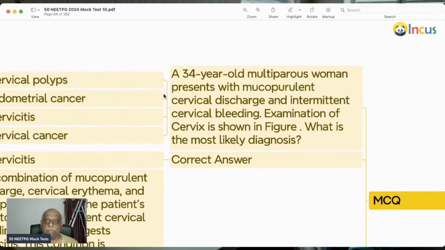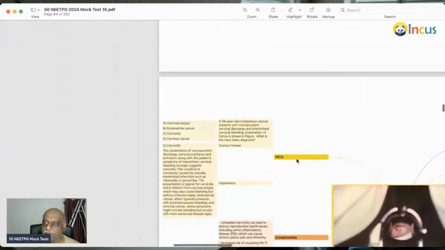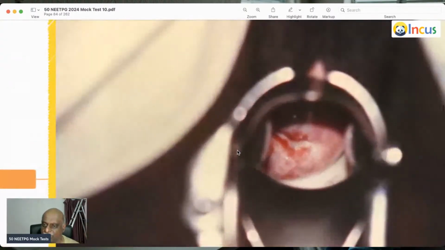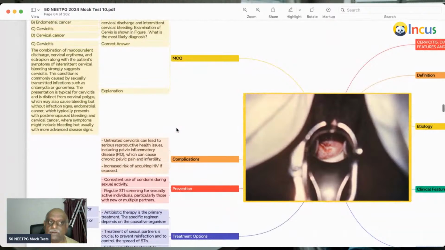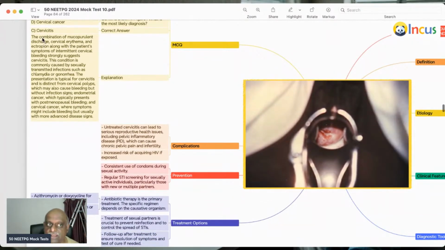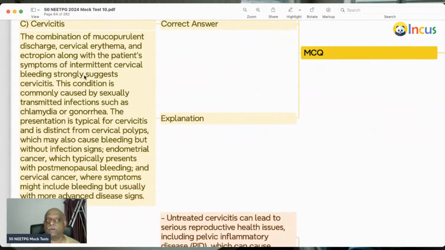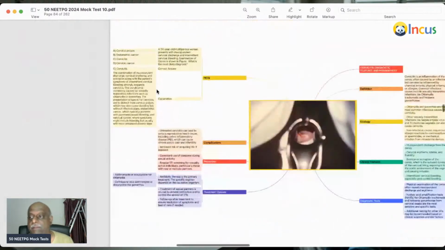A 34-year-old multiparous woman presents with mucopurulent discharge. Mucopurulent discharge. Intermittent cervical bleeding. Examination of the cervix is being shown to you. Right? So this is an example of cervicitis. Mucopurulent discharge, cervical erythema, and ectropion along with the patient's symptoms of intermittent cervical bleeding strongly suggest cervicitis. And you should always consider chlamydia and gonorrhea to be responsible is what you should remember.